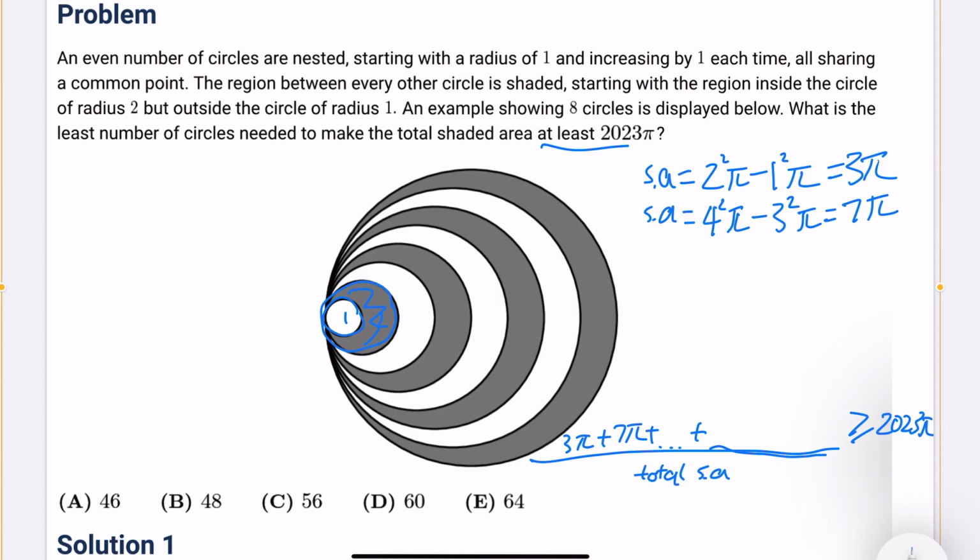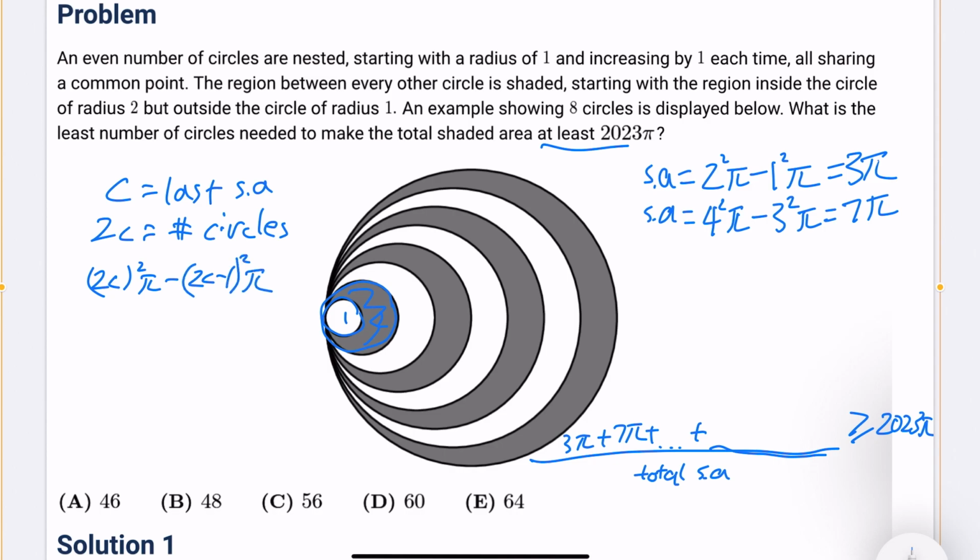So we can use C. Let C be the last shaded area. And then 2C would be the number of circles, because it takes 2 circles to make up one shaded area. And so we can use 2C squared pi minus 2C minus 1 squared pi. This is the area of the very last shaded region. And we can then just put that right here.